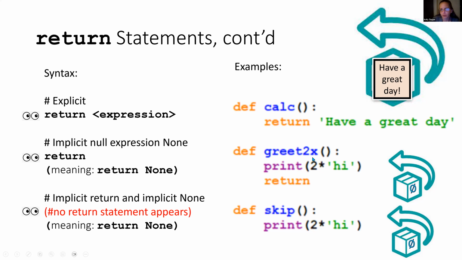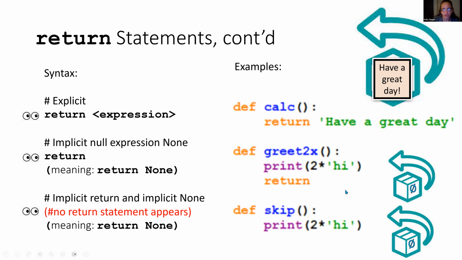So here's an example of greet 2x. You will print 2 times hi. Now printing is not returning. You might think, oh, it did return something, it returned hi, but it does not, because printing is an effect in the environment. It changes pixels on your screen, but it does not send information to the program. Return is what has the ability to send information to the program.